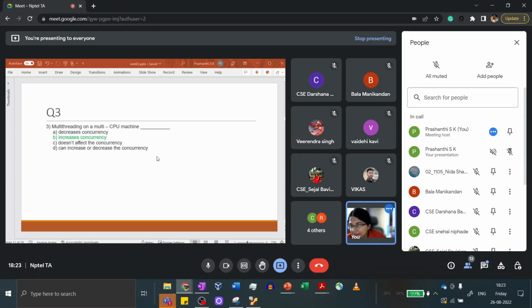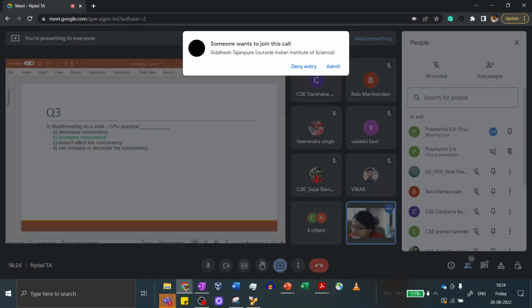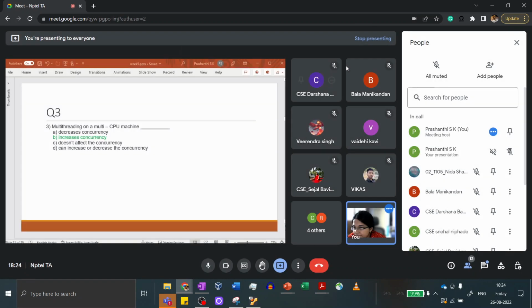in parallel. So if you have a multi-CPU machine and you also enable multi-threading, it means that these threads can actually run on different CPUs, right? And that increases concurrency, it also increases parallelism. So hence the answer is B, increases concurrency. Any doubts on this question?